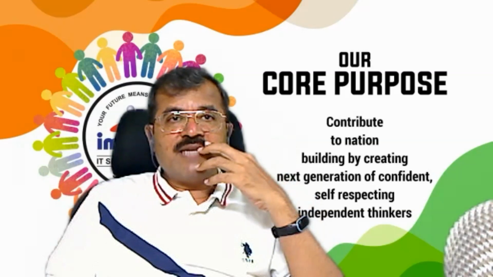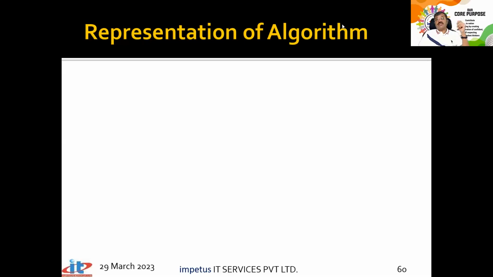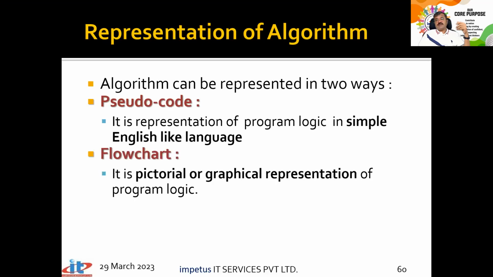That in real life doesn't happen, transferring that idea. So how do you know? How do you convey your idea to team members? You have to represent your algorithm. To represent an algorithm, there are two major ways. Ek hai pseudocode and second is flowchart.